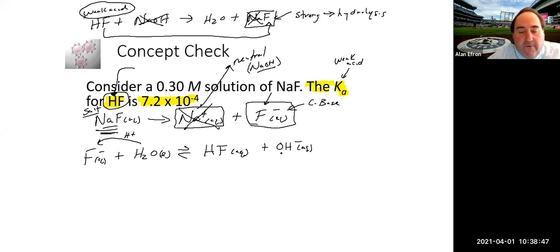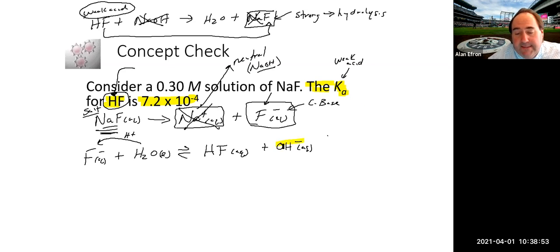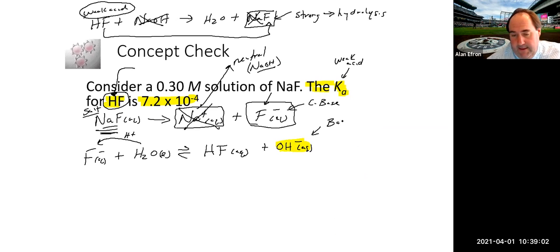And again, before even picking up the calculator to do the calculation here, because this produced hydroxide, we should definitely know that this solution should end up being basic. Any questions on that so far? Now, what do we do? Well, we're going to do an ICE table, of course.